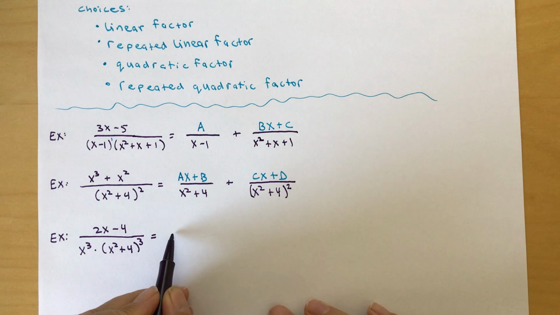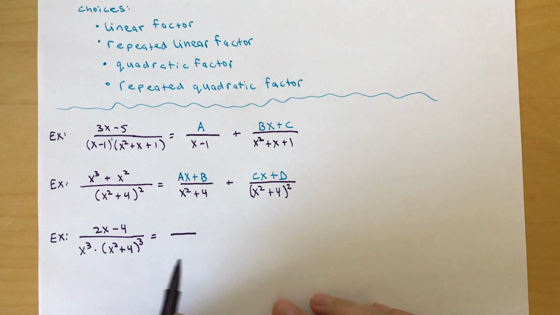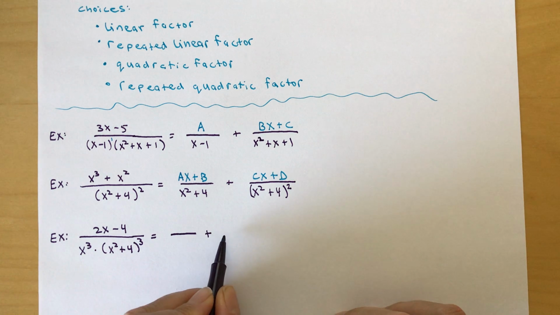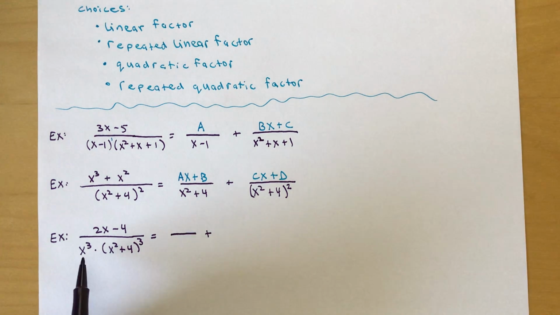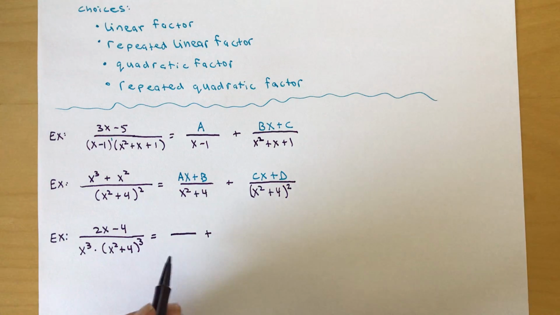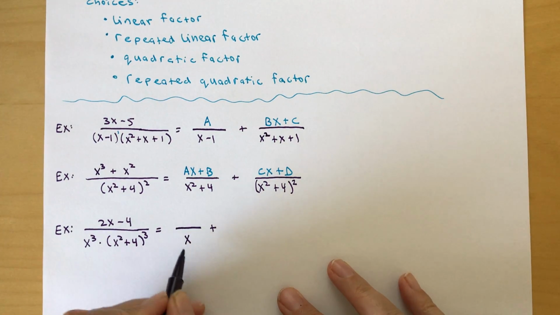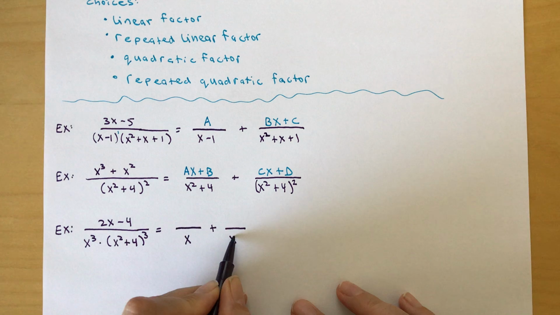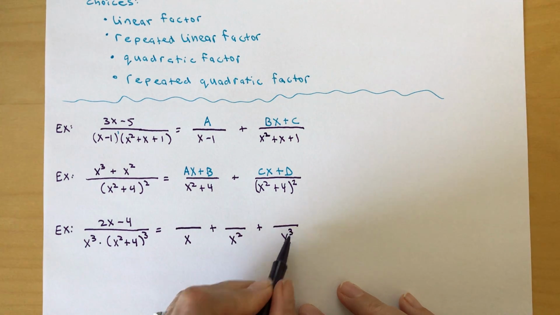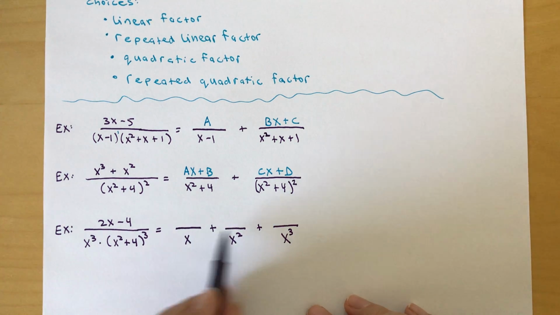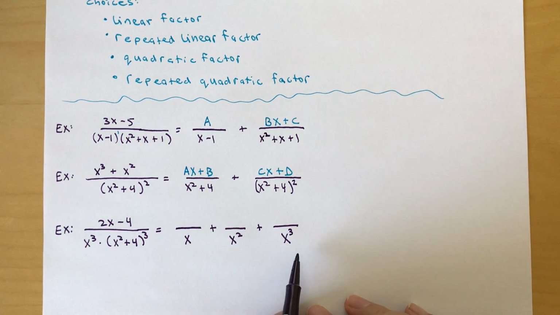And last here is one you would never have to do as complicated as this, but I'm hoping it might help understand the difference between a repeated linear factor and a repeated quadratic factor. So try to think about what all the fractions could be that would have this as a common denominator. If you had x to the third, you could have a fraction with an x on the bottom, a fraction with an x squared on the bottom, and a fraction with an x cubed on the bottom. All of those would have x cubed as the common denominator amongst them.